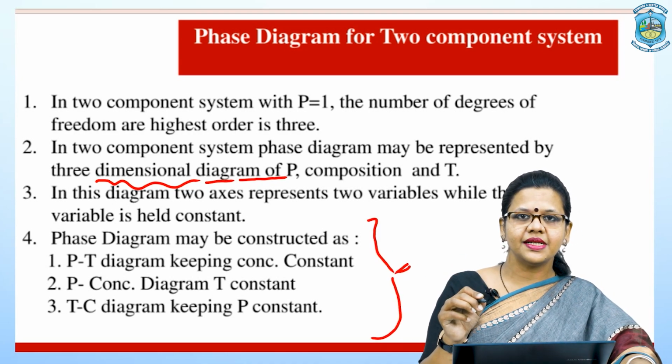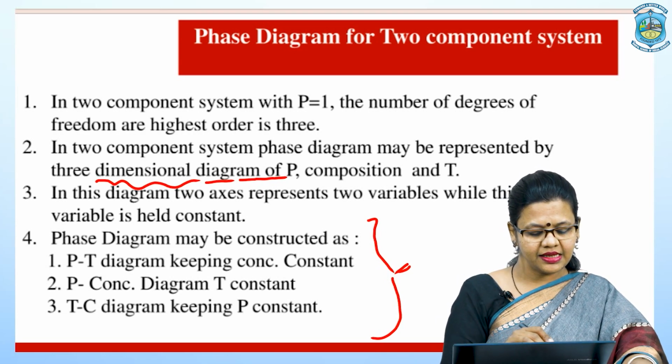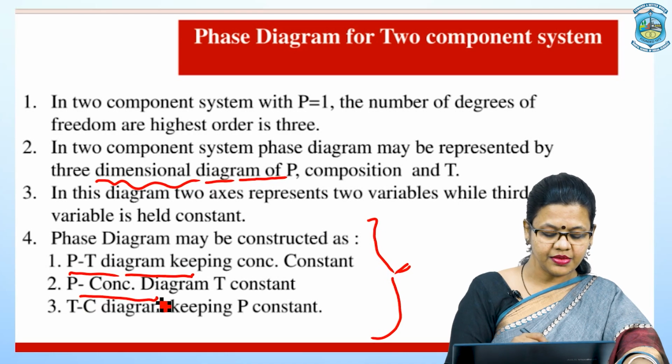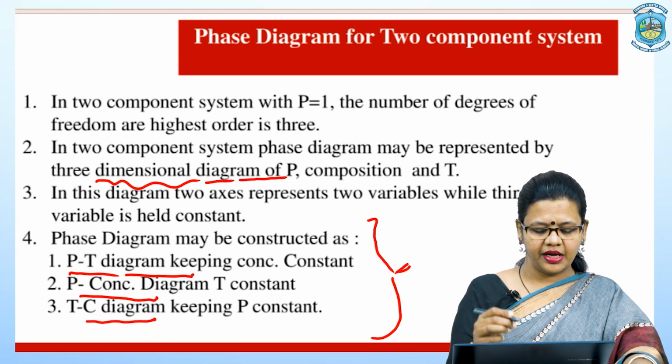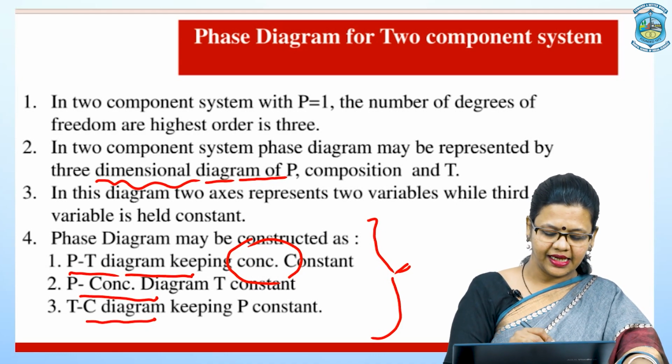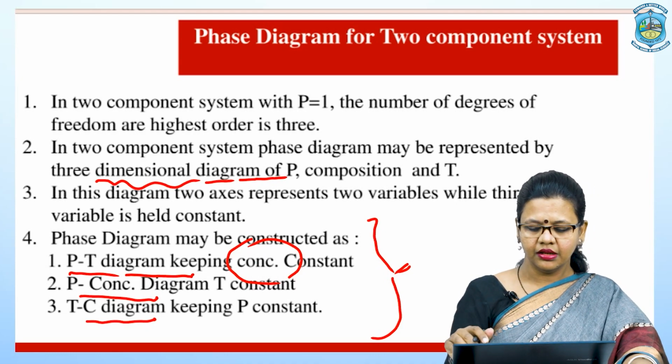So the two component system can be plotted as pressure temperature diagrams, pressure concentration diagrams and temperature concentration diagrams, keeping the third variable constant. In the pressure temperature diagram it is the concentration which is kept constant, or the temperature in the second category, or the pressure in the third one.